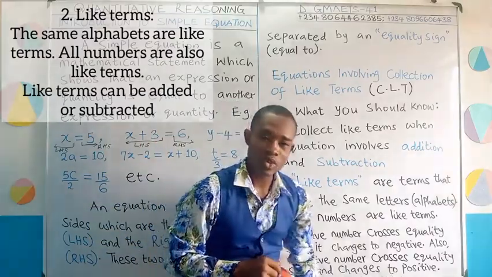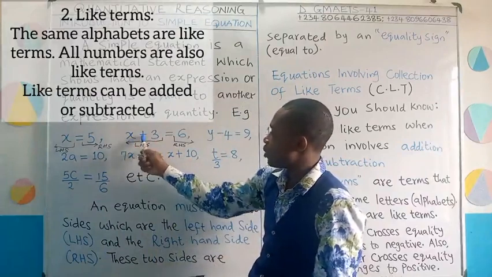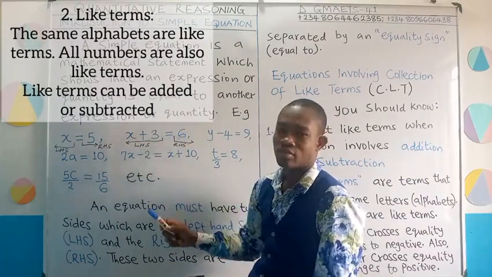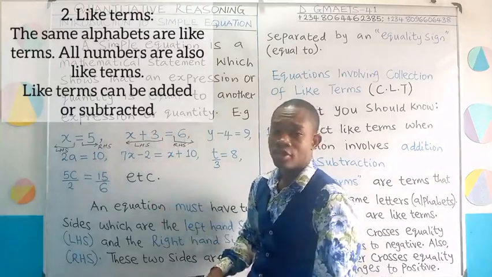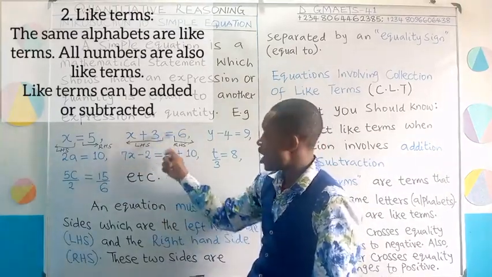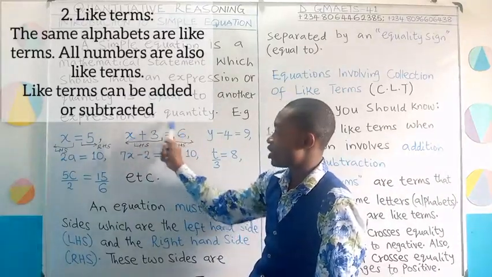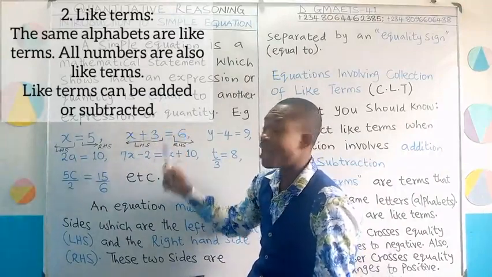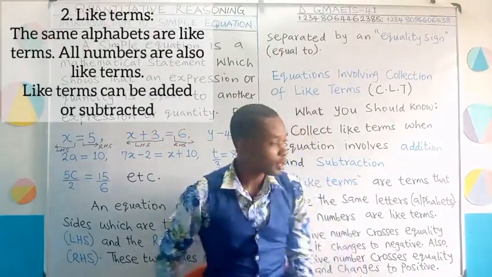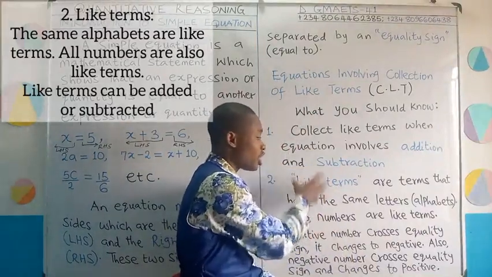Please, to help you understand this quickly, let us go back here again. We have x plus 3 equal to 6. Did you see that you have numbers here? So these numbers are like terms. 3 and 6 are like terms. X here does not have any like term because there is no other x here. Is that okay? Now these 3 and 6, they are like terms. So from this number two point here, you have to collect like terms.